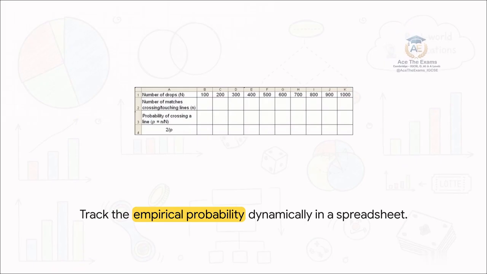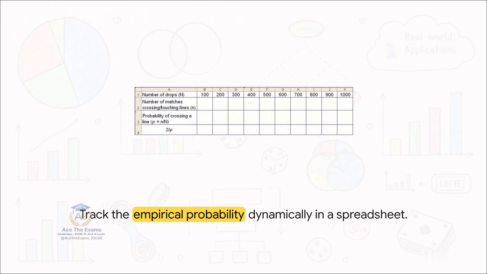Look at row 1. That tracks N, your total number of drops. Row 2 tracks little n, which is the number of matches that actually cross the lines. And row 3, that calculates your evolving empirical probability, little p, which is just n divided by N. As you drop that match 100 times, 500 times, 1,000 times, that probability dynamically updates right in front of you. It completely bridges the gap between a messy real-world physical experiment and a super clean digital model.